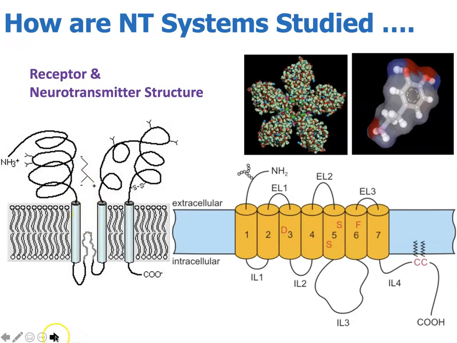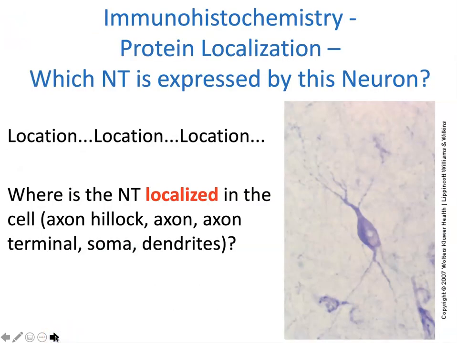Okay, so there are different methods in the laboratory that can be used to study any kind of protein, but especially a neurotransmitter or the neurotransmitter receptor. And the very first thing is just to find where is it located, right? Which neurons contain this neurotransmitter. So you can use immunohistochemistry, which we've talked about before. And the idea here is that you are taking antibodies to determine where in the cell this particular protein is located. So location, location, location.